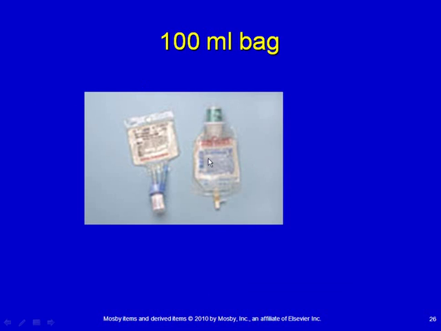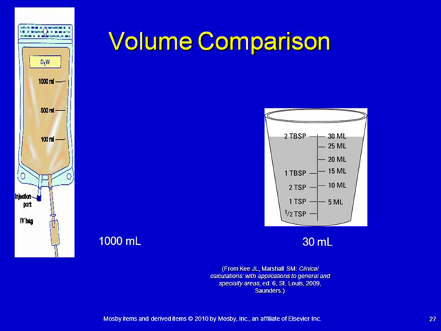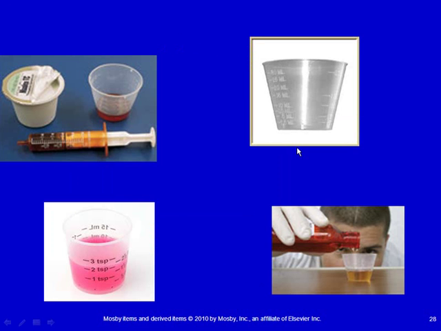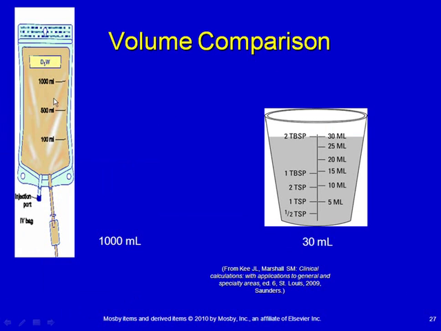This is just a small 100 milliliter bag, a little more than 3 ounces, less than 4. So they're smaller than half a cup. This is volume for comparison. Here we have the little 30 milliliter cup that you all saw in the class the other day. Here you see a 1,000 milliliter bag. When we look at this, we could pour 8 of these into 1 cup.